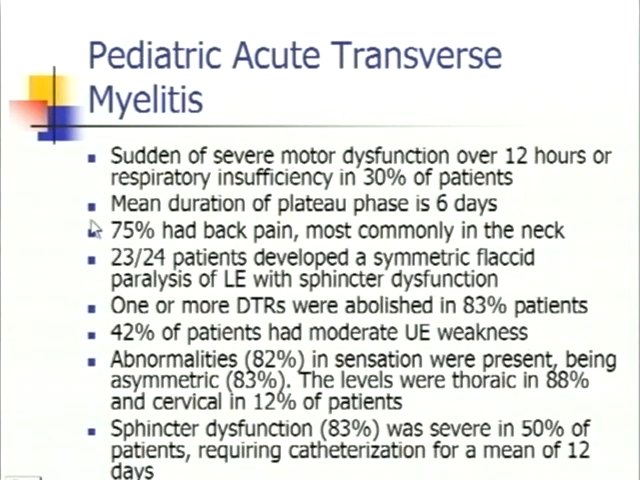So a fair number of pediatric patients actually look like they have spinal shock, and it becomes difficult for us to distinguish whether they have some sort of compressive lesion versus transverse myelitis. And that's why in the pediatric population, we tend to send our kids almost immediately to the MRI scanner from the emergency room to rule that out. Abnormalities in sensation were very common, and a lot of times in kids it tends to be asymmetric. Mostly the levels are in the thoracic region, and sphincter dysfunction is very prevalent, and it usually requires catheterization for a mean of about 2 weeks or so.